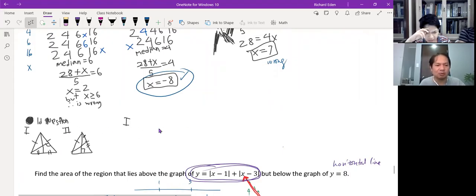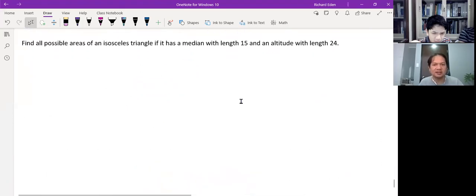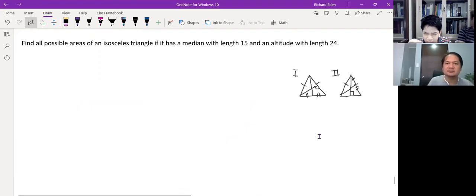So number 1 is correct, and please also label this. Let me copy the figures here on the side. Okay. So median. So we have an isosceles triangle.